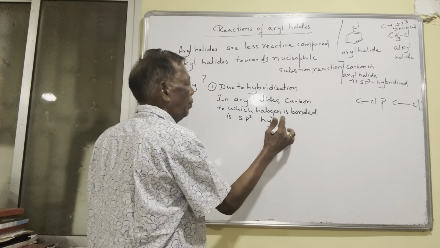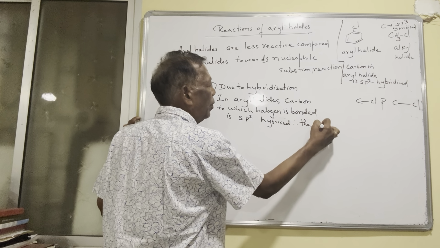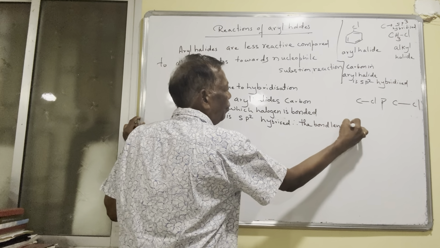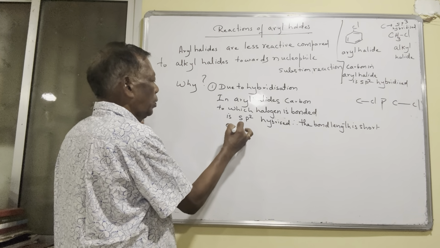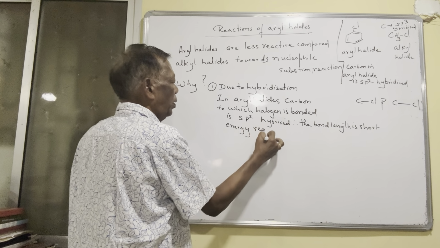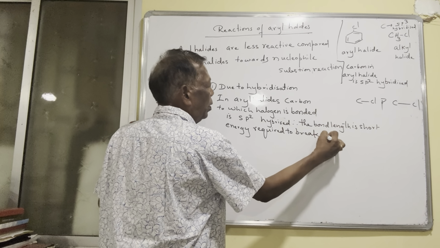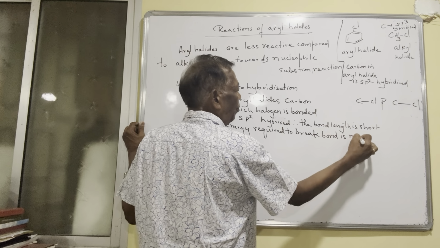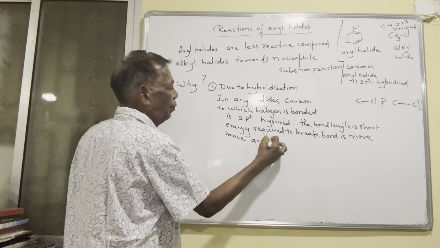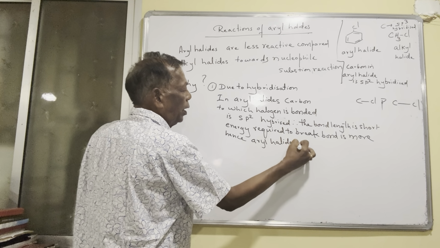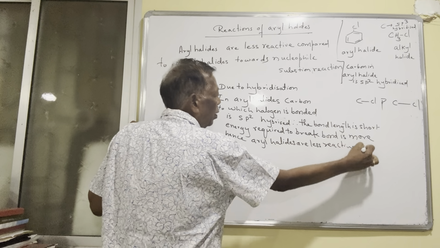sp2 hybridized, and therefore the bond length is short. And because the bond length is short, the energy required to break the bond is more. Hence, aryl halides are less reactive. This is one reason.